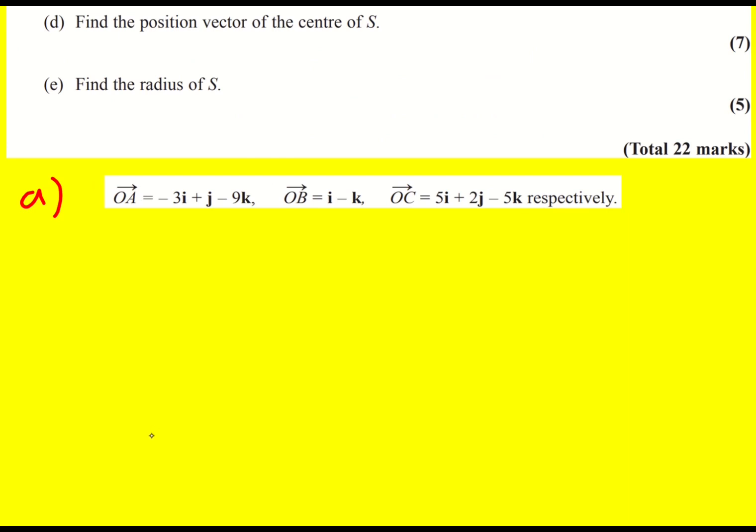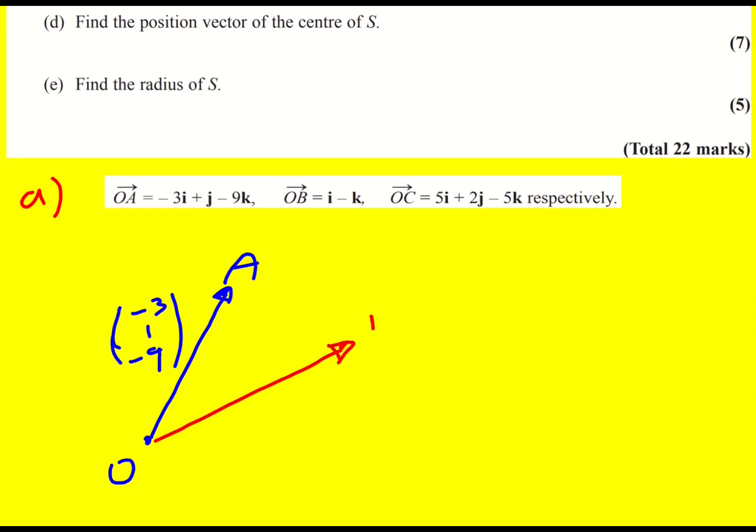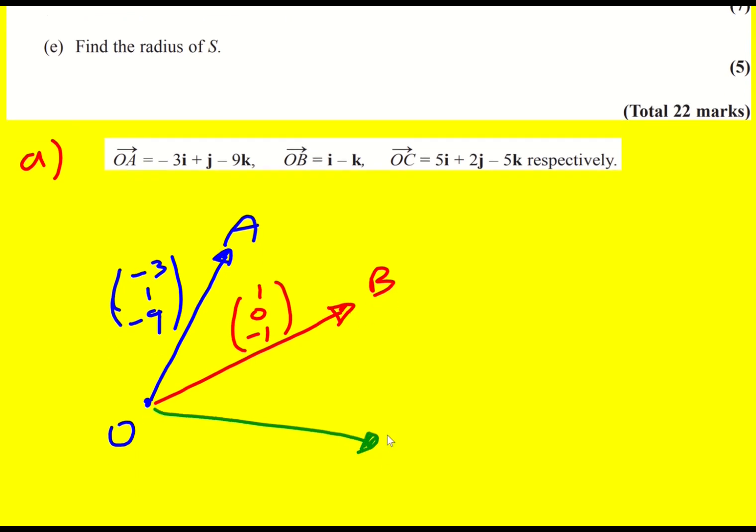So if I put the origin in, first of all, and take it up to A, then I have this vector, which is going to be -3, 1, -9. Another vector over here, B, 1, there's no J component, then -1. And over here, remember, this is in three-dimensional space. We don't really know what it looks like. It's just a sketch. 5, 2, -5.